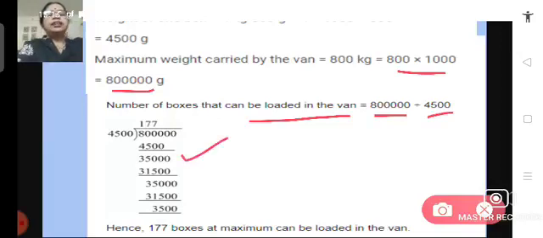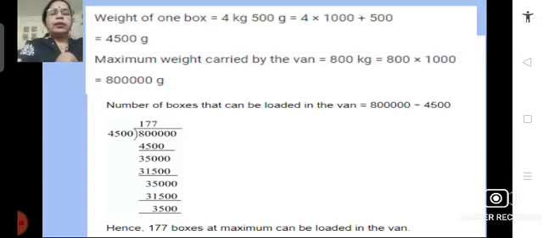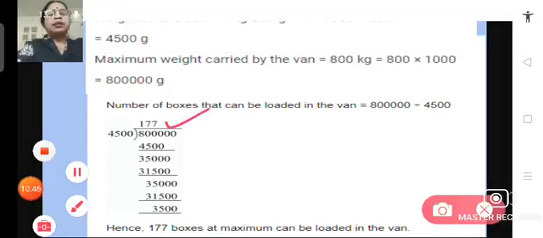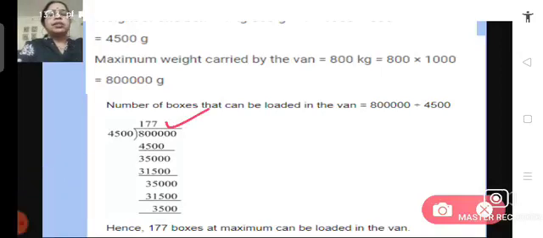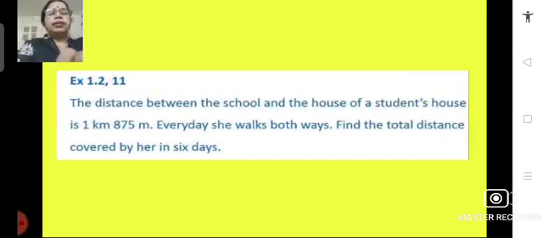We do the division like this, and what do we find out? We find the quotient as 177. The number is not exactly divisible. We still get the remainder 3500. But we can understand that a maximum of 177 boxes can be loaded in the van. So the quotient is 177, so maximum 177 boxes can be loaded in the van. Now let's move on to the next problem, problem number 11.